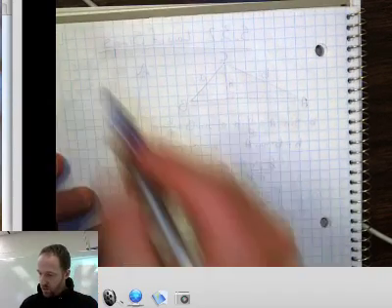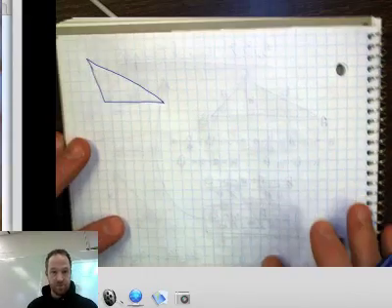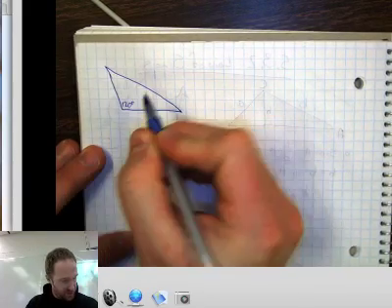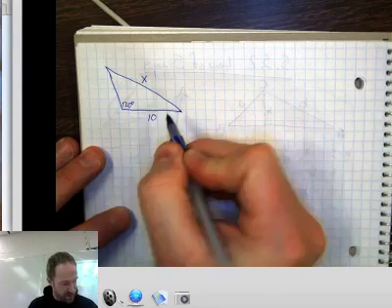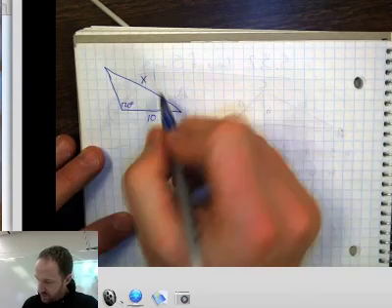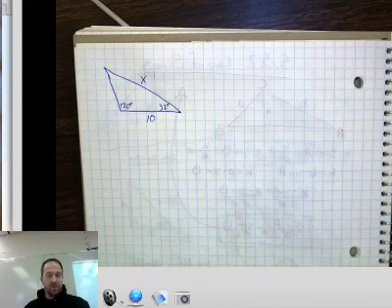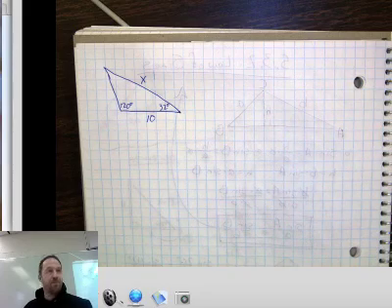So let's do one more. Say this angle is 120 degrees. This side is x. This side is 10. And let's make this one 32 degrees. Now go ahead and pause the video and give this one a try on your own.